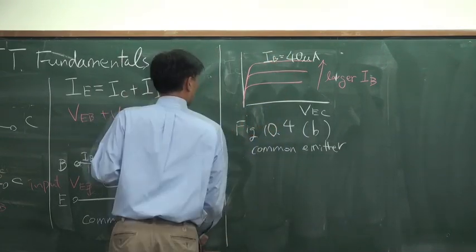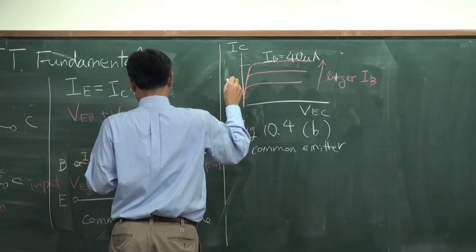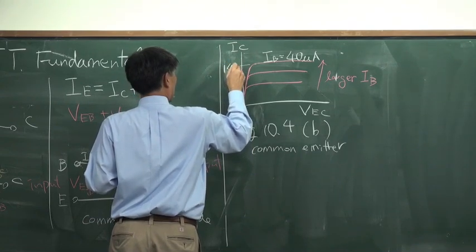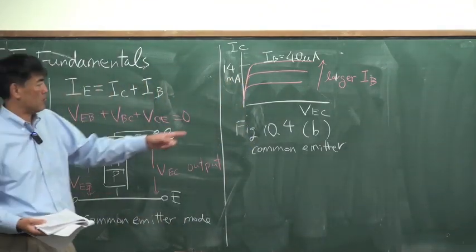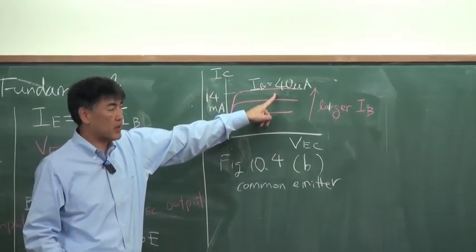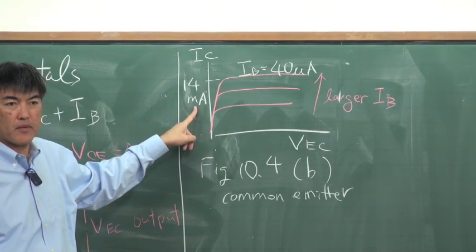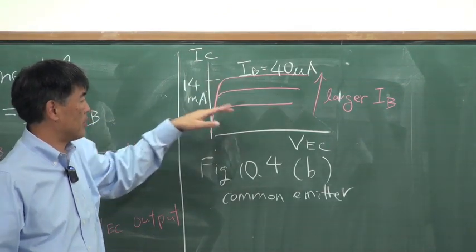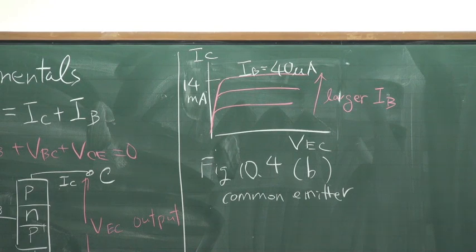And this level is about 14 milliamp. Right? So we're talking about input current of 40 microamp and output current of 40 milliamp. And depending on input current, you get different output, but you can see that the order of the current is basically 100 times or so larger. So that's the amplifier.